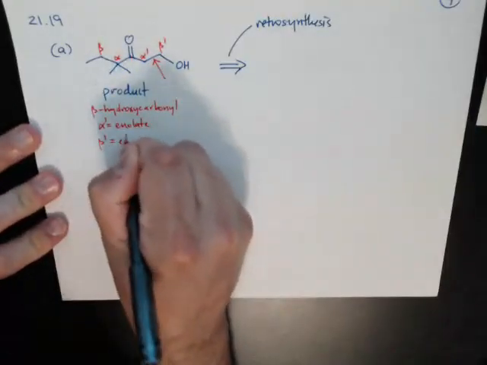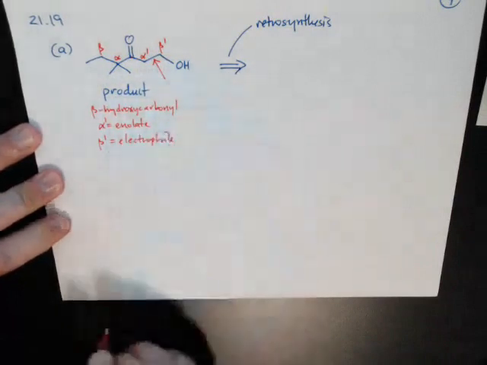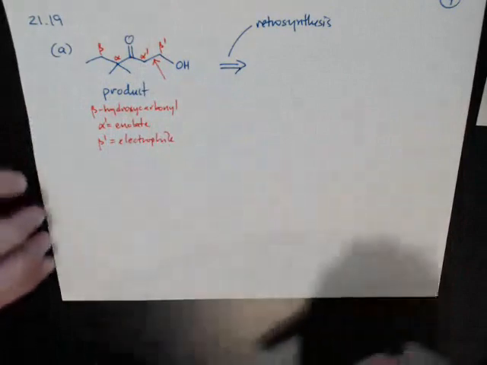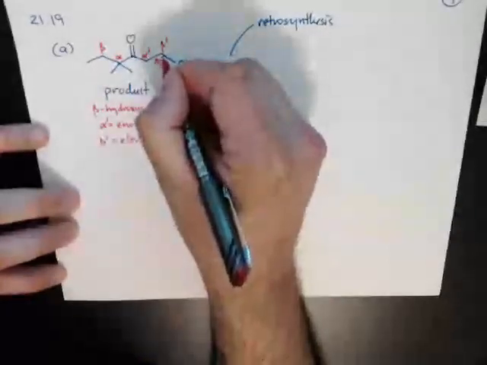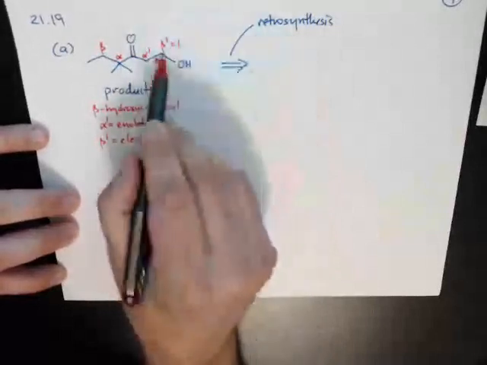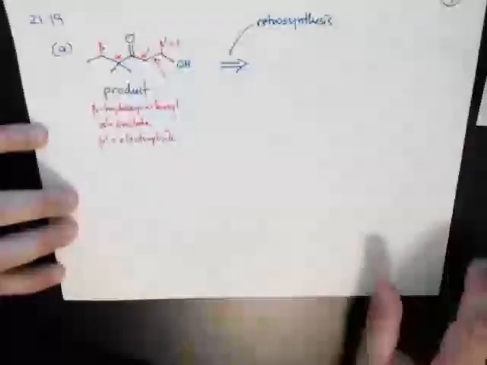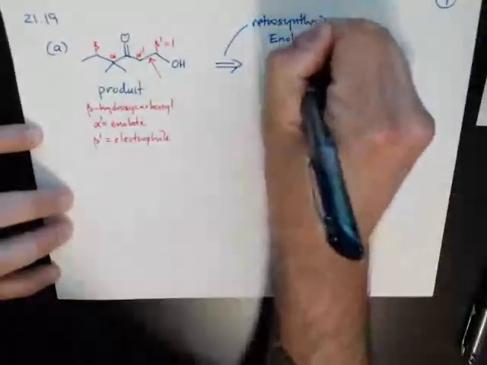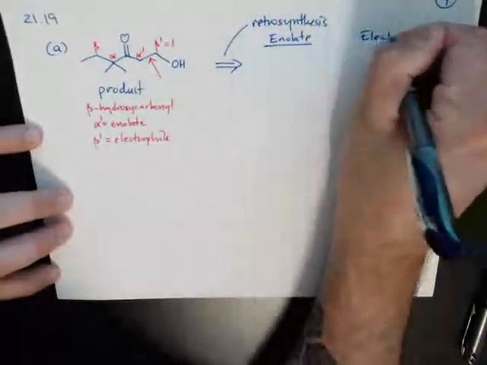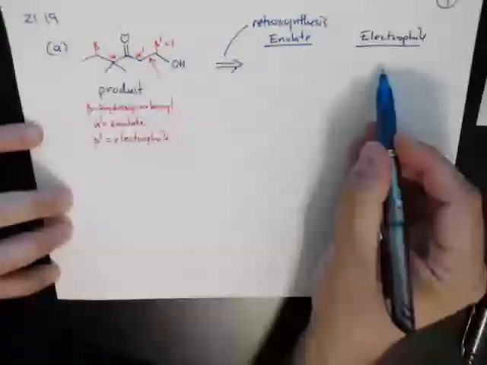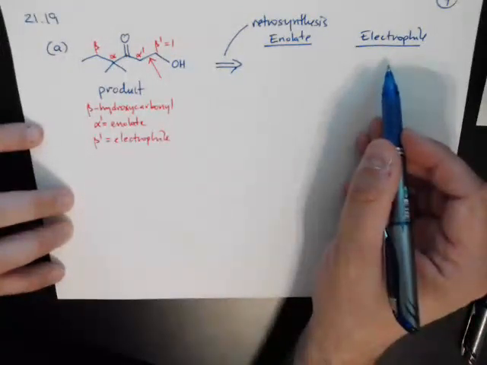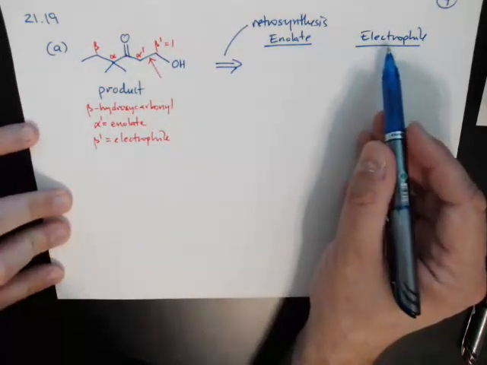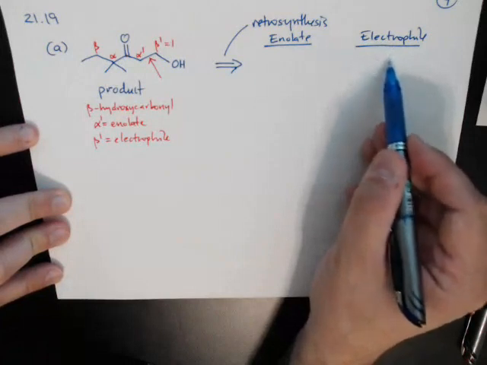So the enolate has to come from alpha prime. The electrophile has to come from beta prime. And again, because this is the product, beta prime has undergone a reduction. If we count now, beta prime is at oxidation state 1. So in the electrophile, it has to be at oxidation state 2. So maybe in your chat function, can you write the name of what the electrophile is going to be?